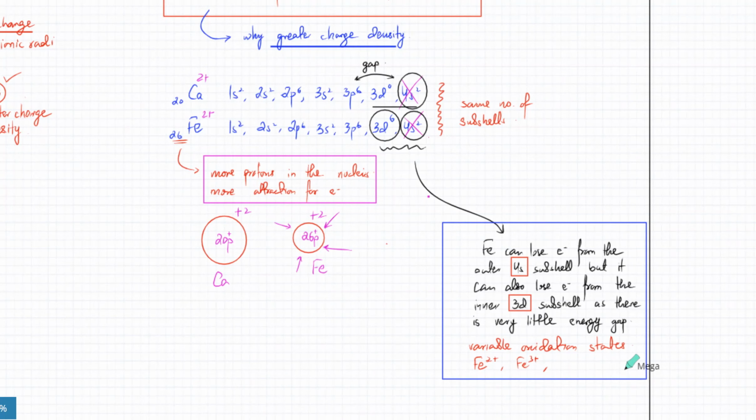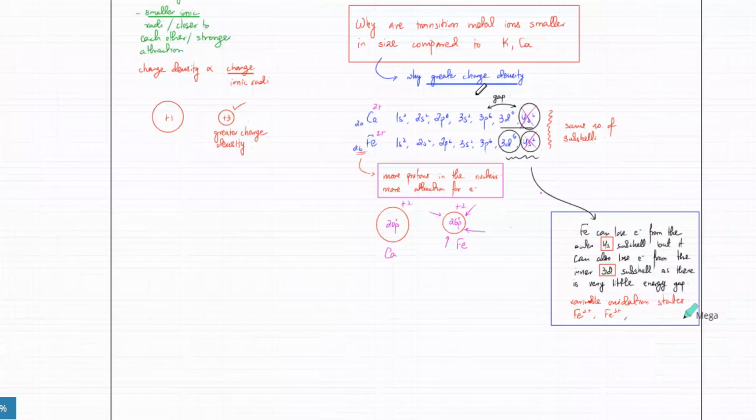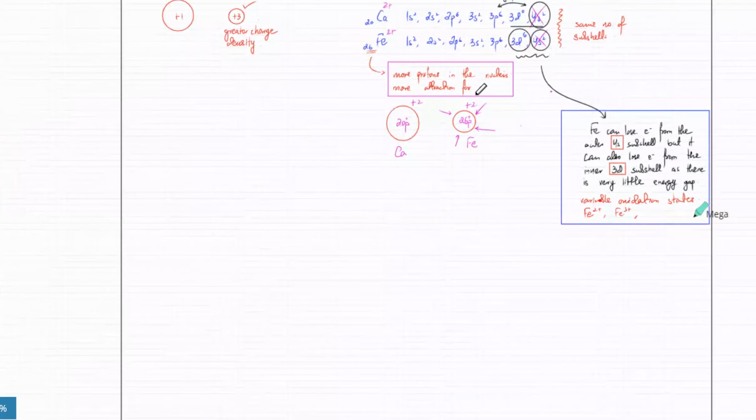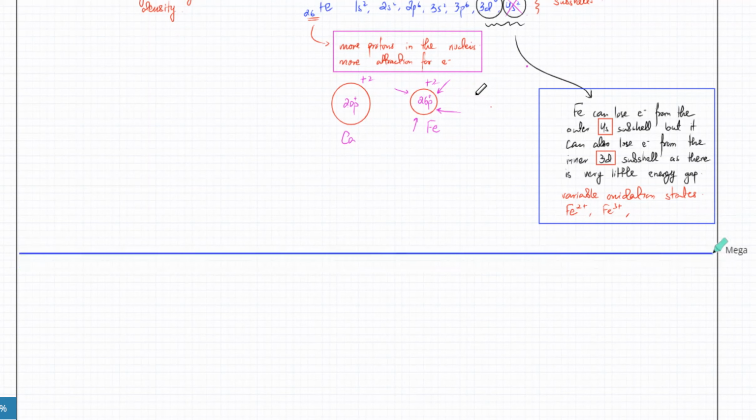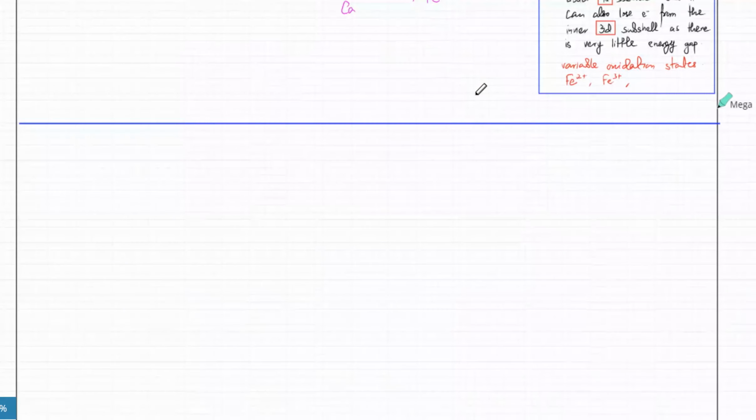So why are they really good catalysts? And we're going to come back to these two things. So why are transition metals really good catalysts? So let's focus on that. And in this, we're going to study two or three examples as well.